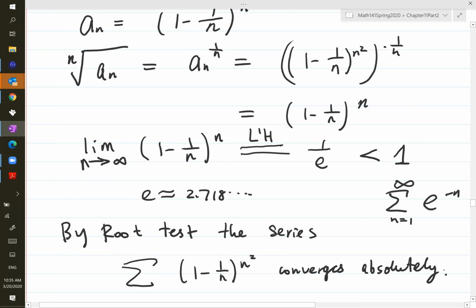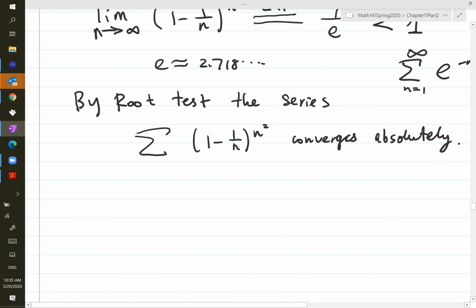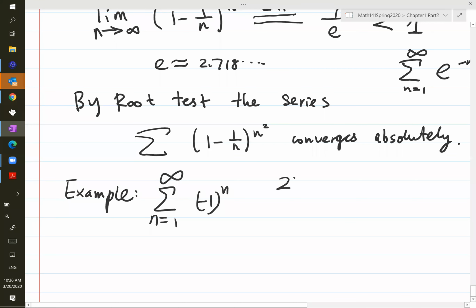More examples. Let's see this example: the sum from n equals 1 to infinity of (-1) to the power n, times 2 to the power n, times n factorial, over 5 times 8 times 11, etc., times (3n plus 2).